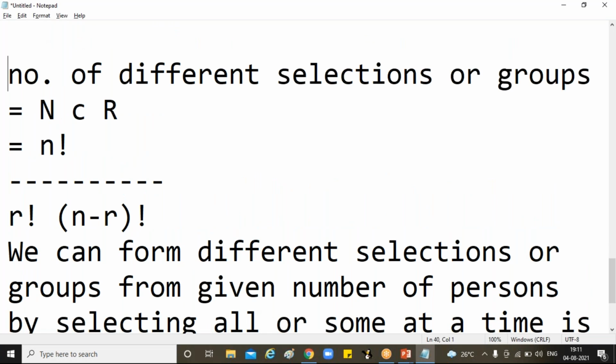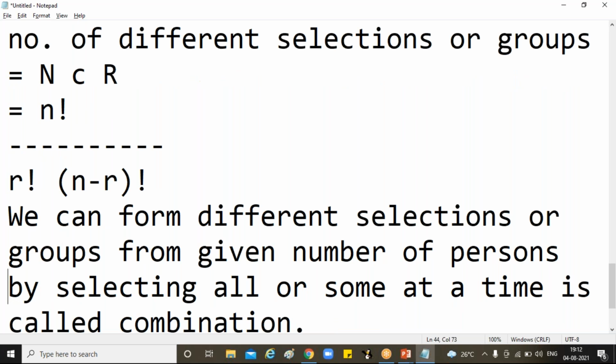Write down. The number of different selections or groups is equal to nCr, the combination, nCr is n factorial by r factorial into (n minus r) factorial.